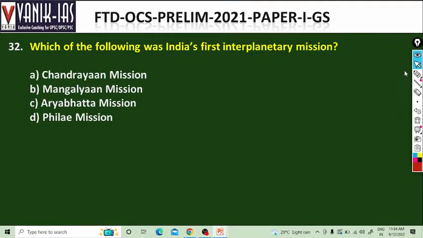Next question is on interplanetary mission. Which of the following was India's first interplanetary mission? India's first interplanetary mission is Mangalyaan, that is to Mars. That is also called the Mars Orbiter Mission, MOM. It is also called Mars Orbiter Mission, MOM, and the answer is B.